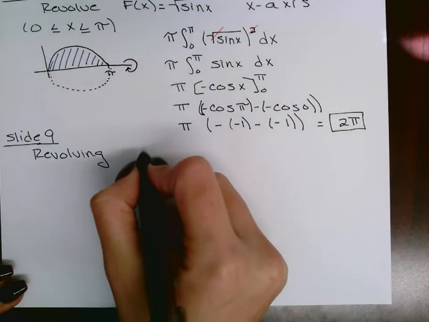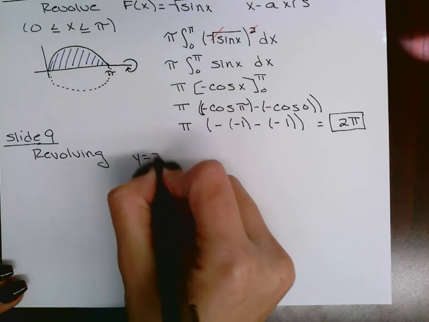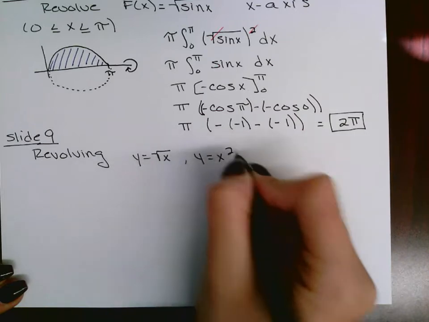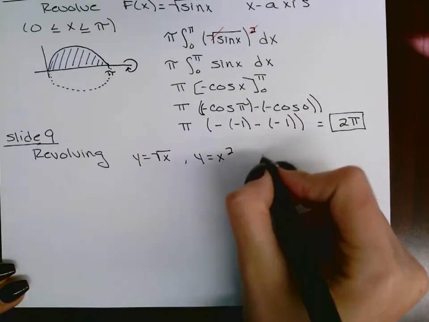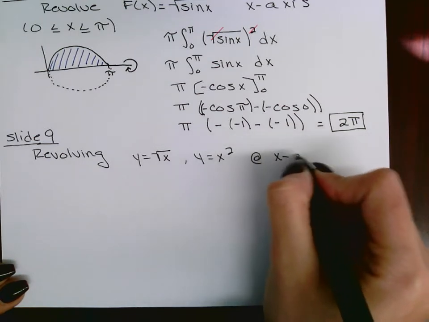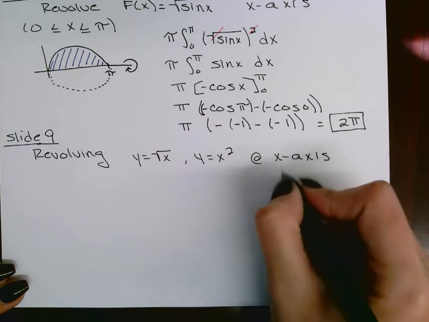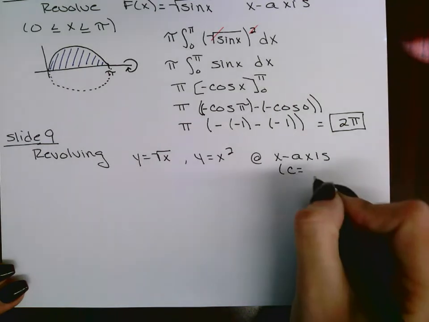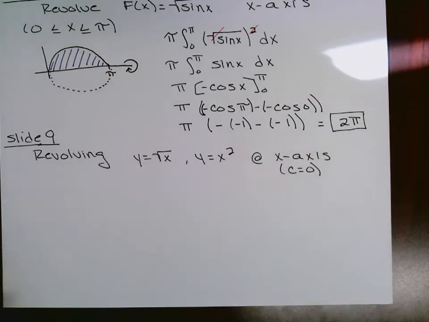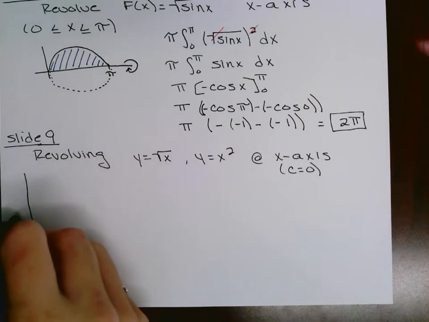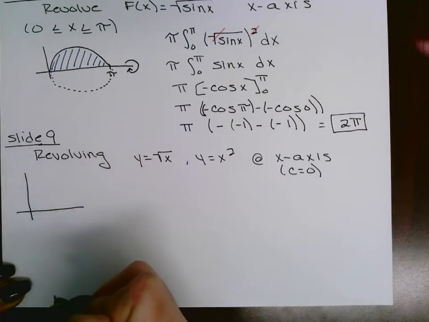So revolving, and they give you the first function, y equals square root of x. And then they also give you y equals x squared. Okay, so those are two different functions. And then it says about the x-axis. So that lets me know that, what's my c? 0. I'm revolving again. So I'm going to up it little by little. Okay? Drawing an image is always so helpful here. It helps you see who's the little r and who's the capital R.